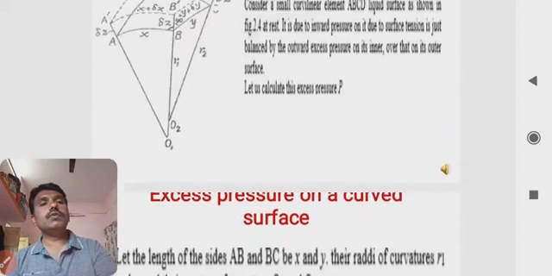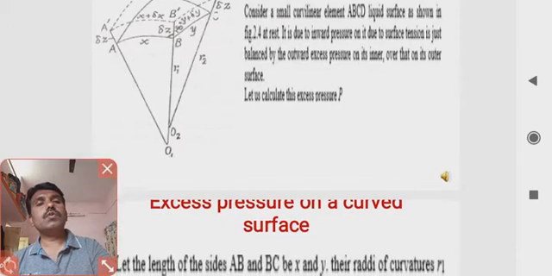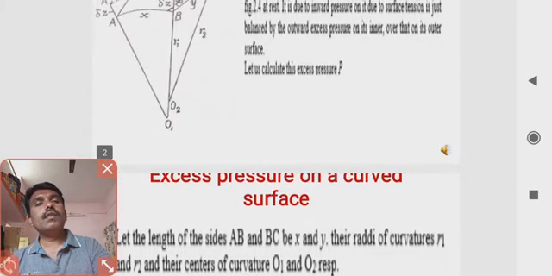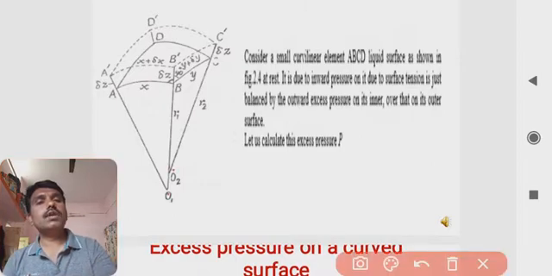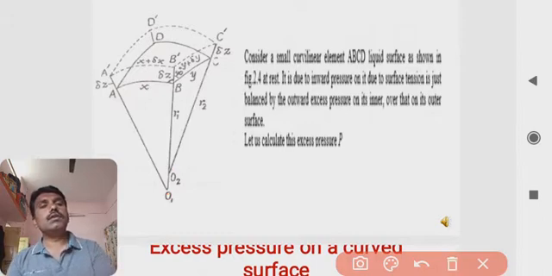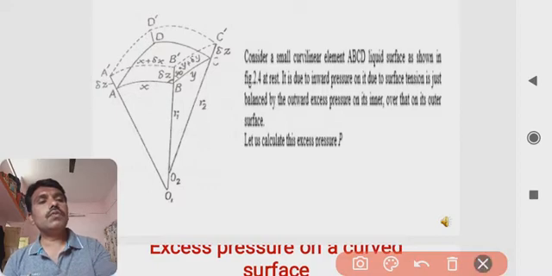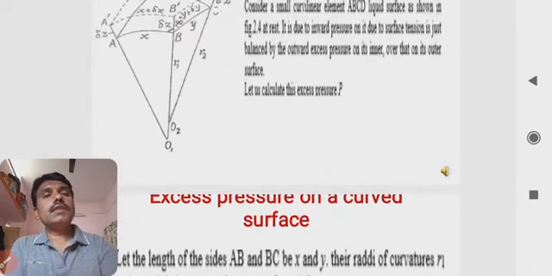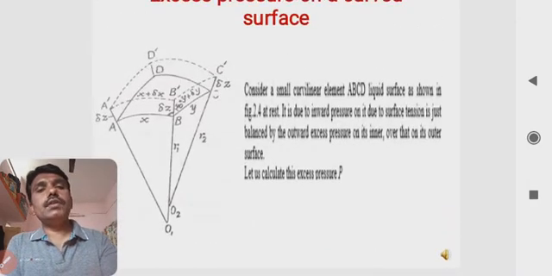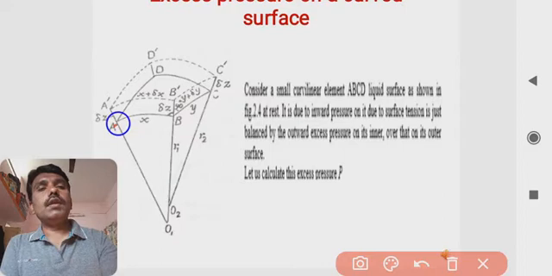Here, in this diagram, we have O1 and O2. In this case, if you look at ABCD, it is the first area where we want to focus. Basically, the surface area ABCD is what we are discussing now. This is AB, BC, CD, DA.